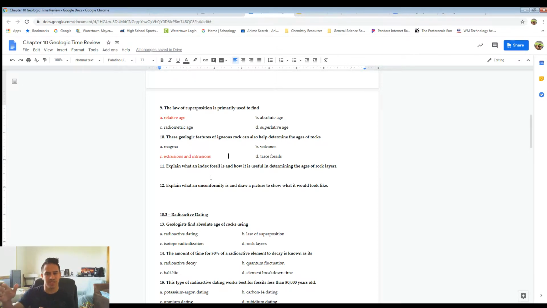Then that can tell us that the sedimentary rocks around it are probably either less than that old or older than that, and we'll have a rough estimate of numbers, because remember, radioactive dating gives us actual numbers of years.